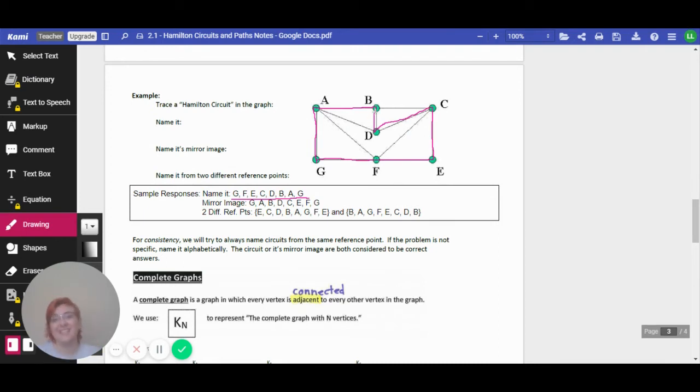Now, for consistency, we always try to name circuits from the same reference point. If the problem's not being specific about where to start, we usually try to go alphabetically. And both a circuit and its mirror image would be considered correct answers.